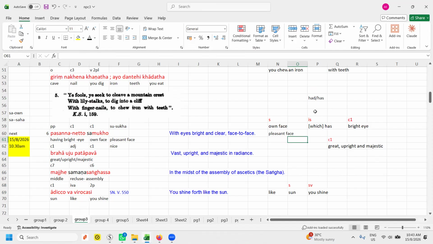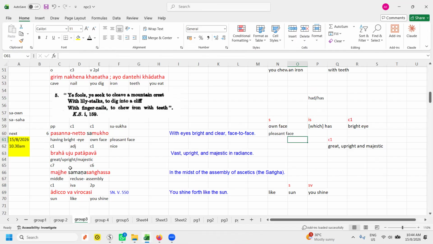Now, if you say this one is my grandmother that has passed away, she had a bright eye. I will use had because you know that she's gone already. You understand? So how you are going to translate depends on has or had. All right.